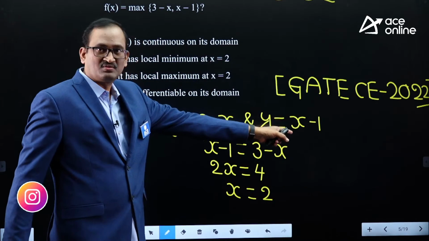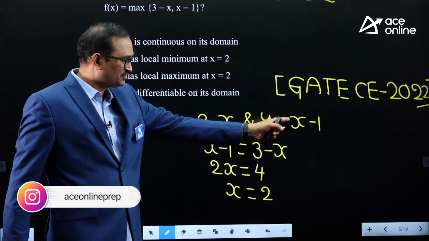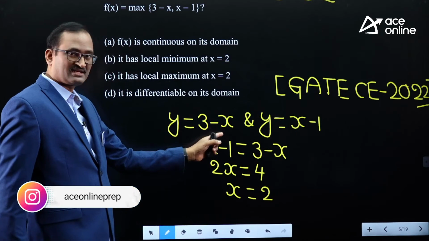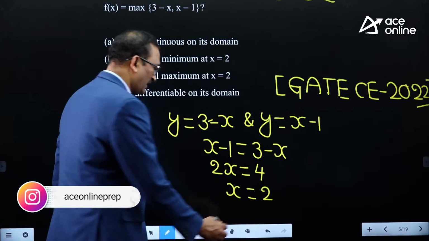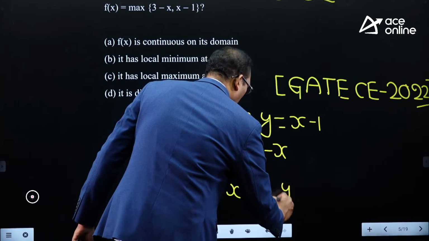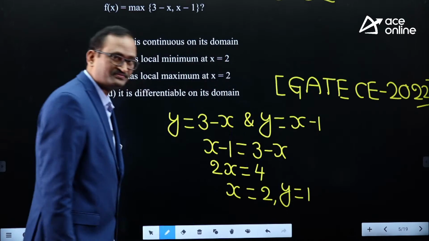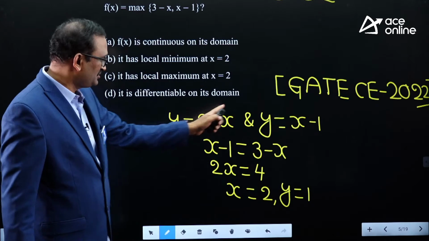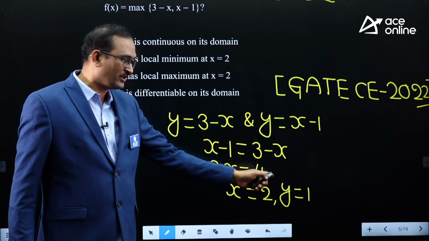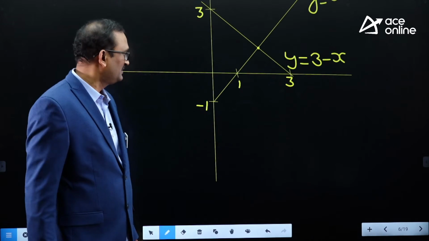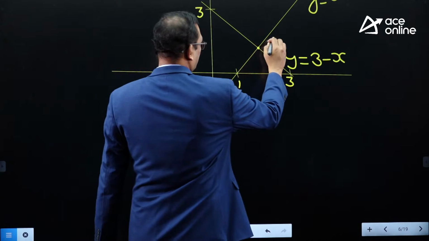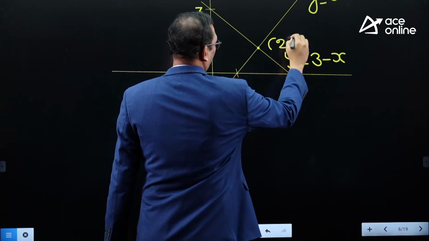If I take x equal to 2, what is the y value? 2 minus 1, 1. If I take x equal to 2, the y value is 1. At x equal to 2, y equal to 1. Means these two curves intersect at the point (2, 1).